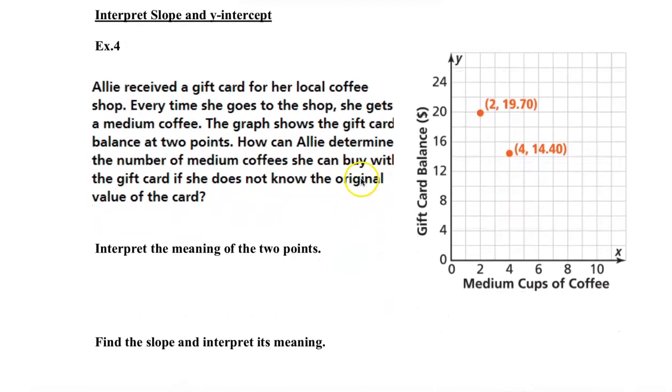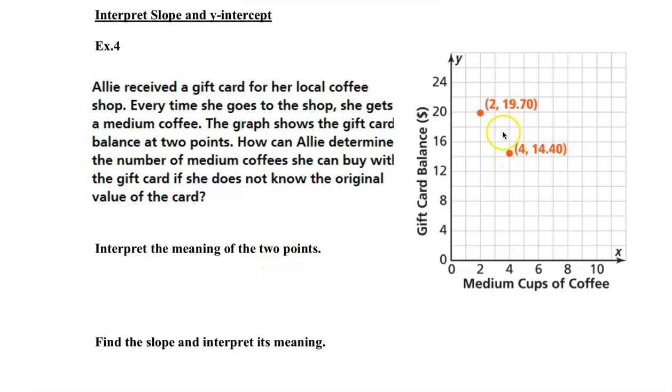Let's interpret the slope and the y-intercept. So here's our example. Allie received a gift card for her local coffee shop. Every time she goes to the shop, she gets a medium coffee. The graph shows a gift card balance at 2 points. How can Allie determine the number of medium coffees she can buy with a gift card if she does not know the original value of the card? Interpret the meaning of the 2 points.